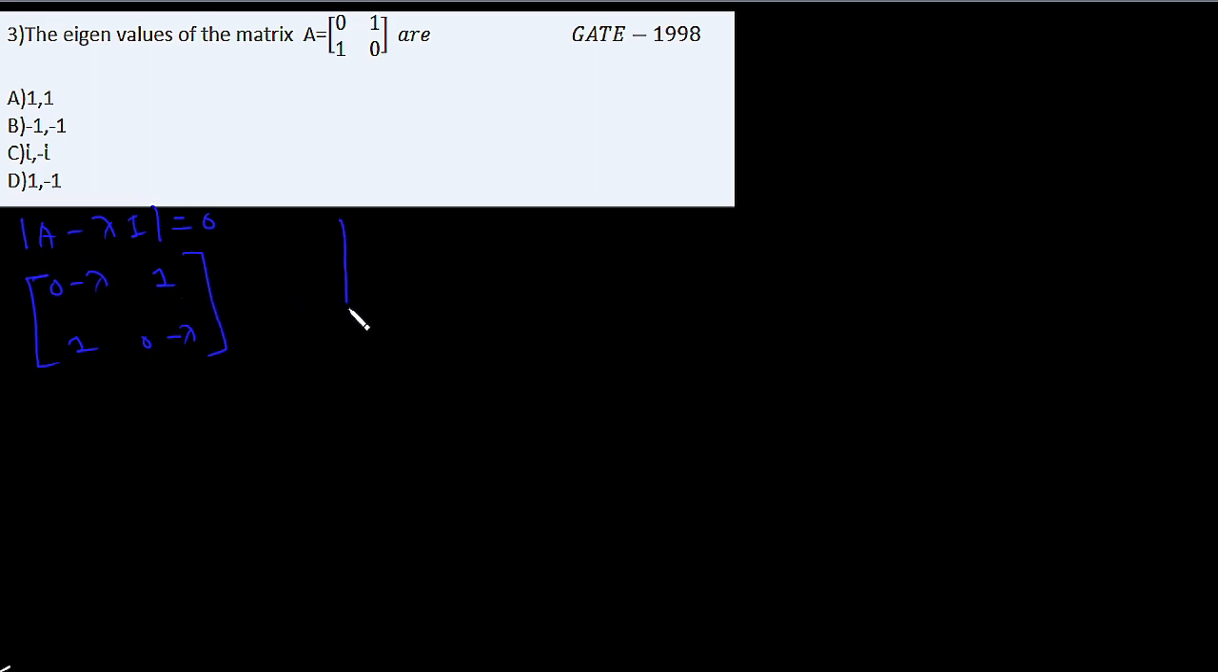So let's form the determinant. It's minus lambda, 1, 1, minus lambda. Take the determinant and equate it to 0. So here what we get is lambda square minus 1 is equal to 0. So lambda square is equal to 1. If we solve for lambda, then we get the values plus or minus 1. Okay, so that's it. We have done. Here the values plus 1 and minus 1 represent the eigenvalues of this matrix. So option D is the correct answer. Let's move to question number 4.